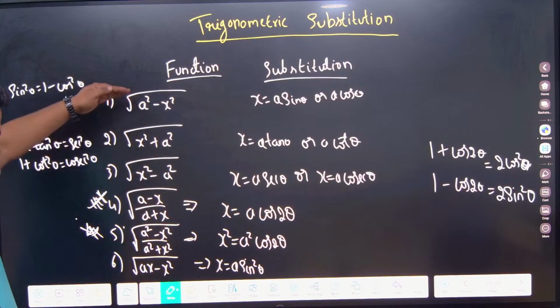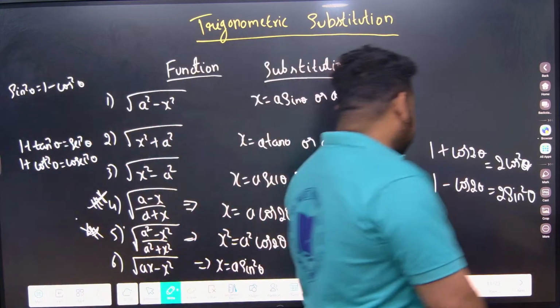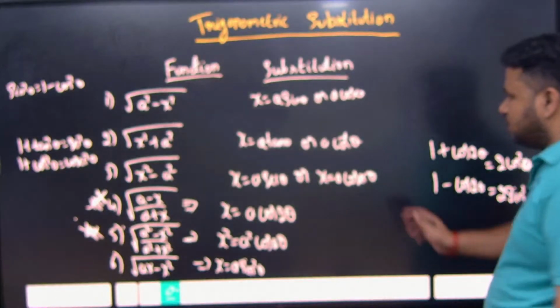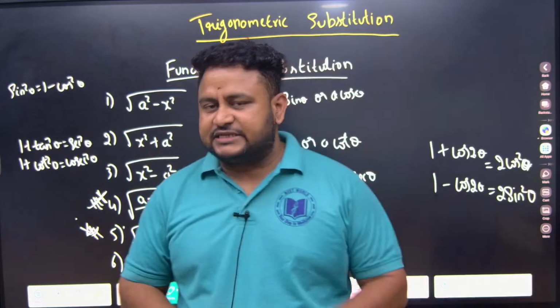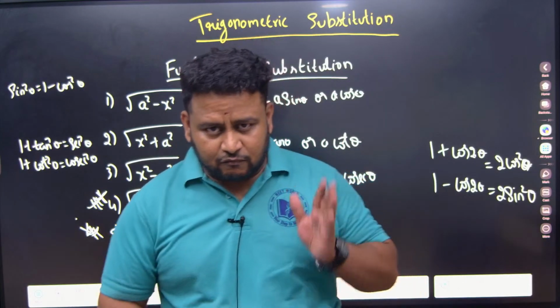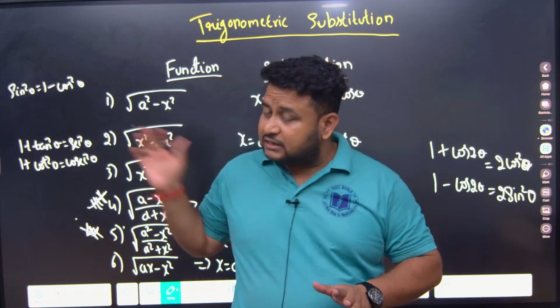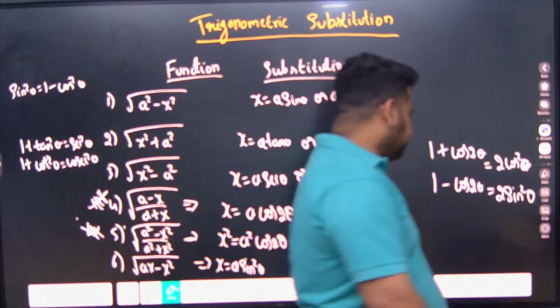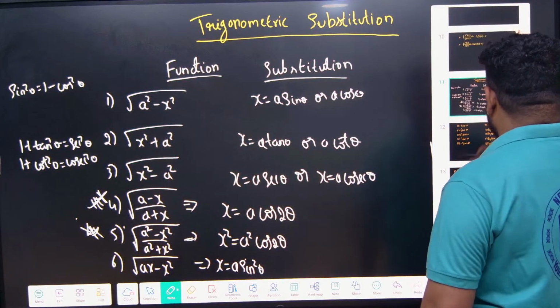Out of this, the first 4 or first 5 are important. The first 4 are highly important, you have to remember them. I told you how it is coming. It is just coming from our basic trigonometric identities: sin square theta plus cos square theta is equal to 1, 1 plus tan square theta is equal to secant square theta, 1 plus cot square theta is equal to cosecant square theta. From there, the substitution is coming. Now let us see some questions on trigonometric substitution.